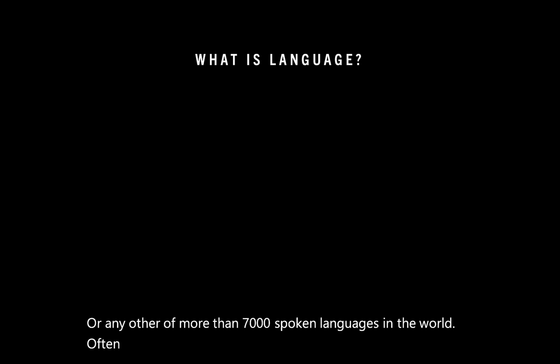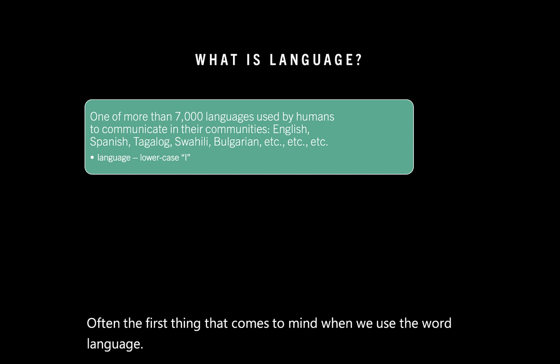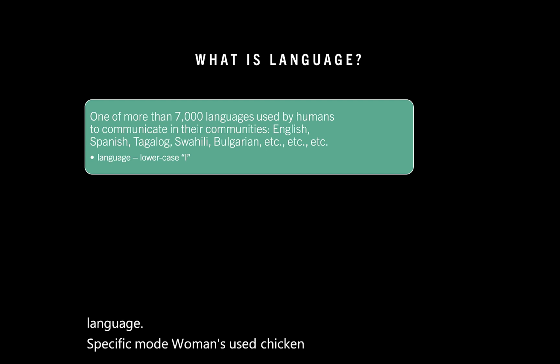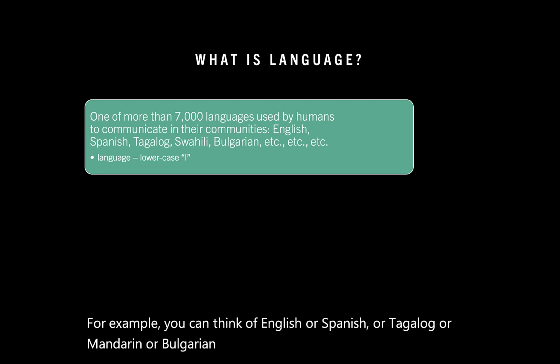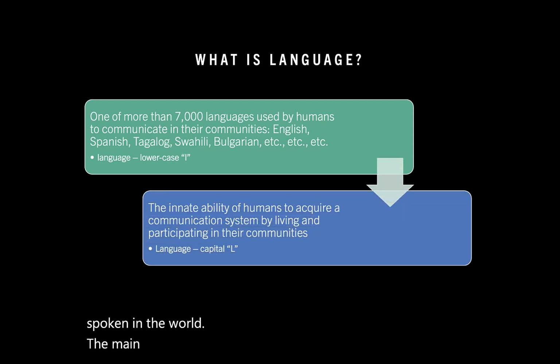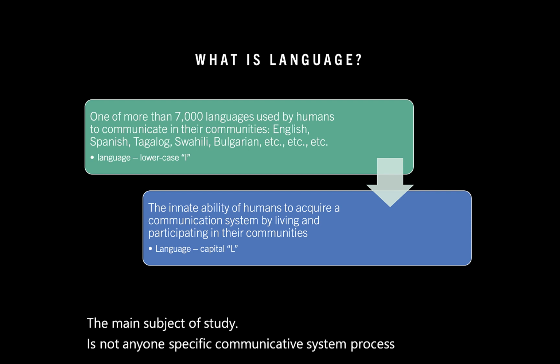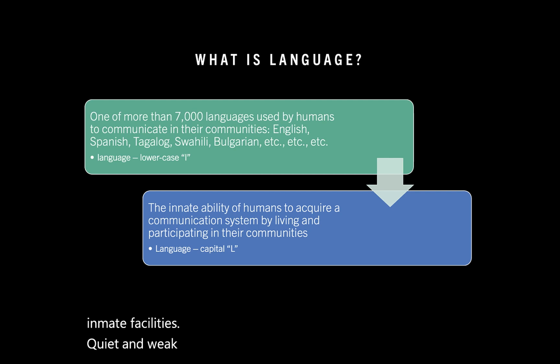Often, the first thing that comes to mind when you hear the word language is a specific mode humans use to communicate in their communities. For example, you can think of English or Spanish or Tagalog or Mandarin or Bulgarian or any other of more than 7,000 languages spoken in the world. But for linguists, the main subject of study is not any one specific communicative system per se, but the innate ability of humans to acquire and use such a communicative system.